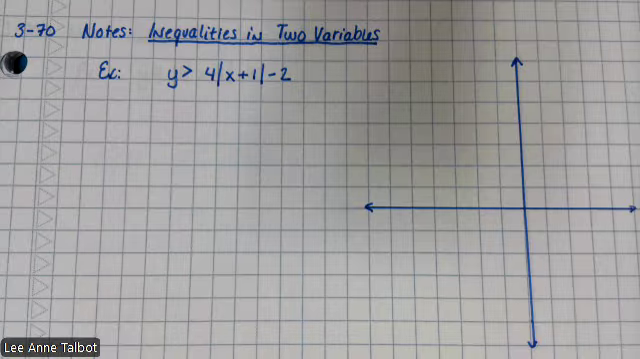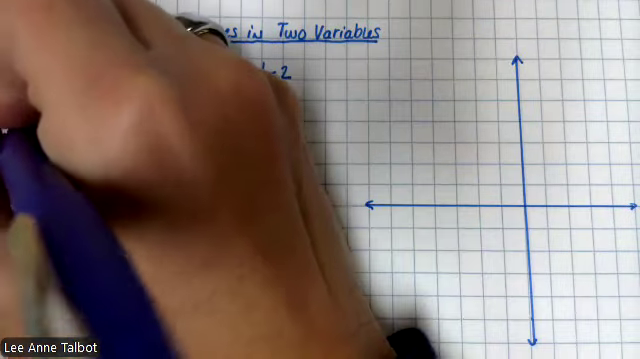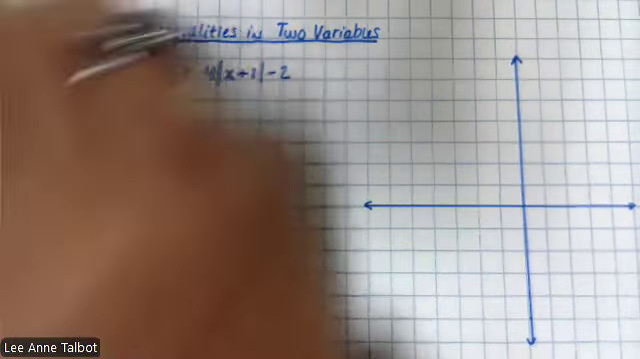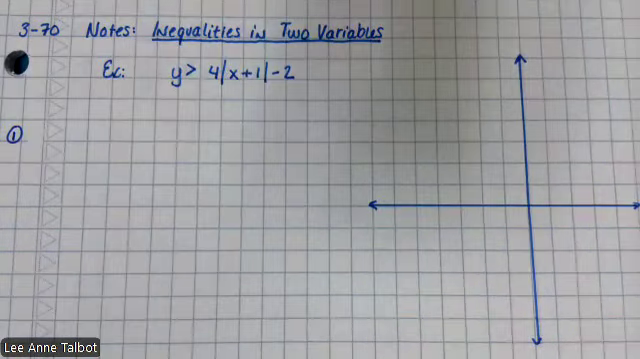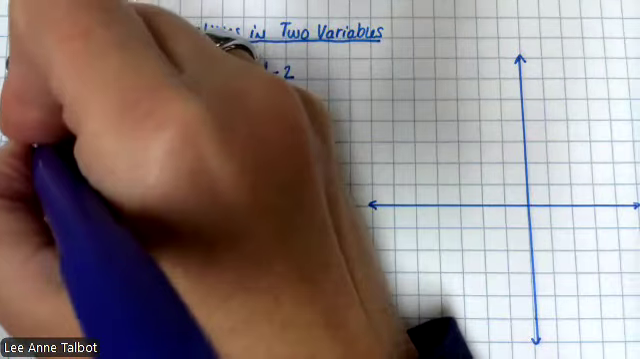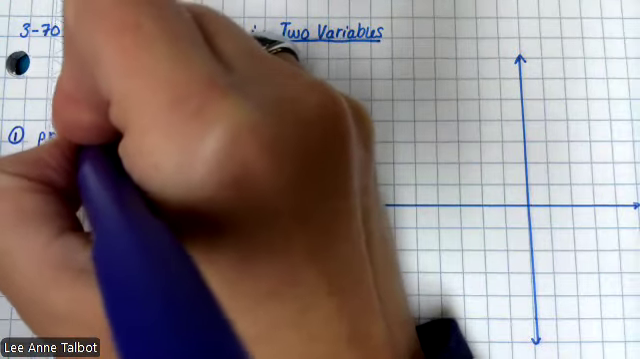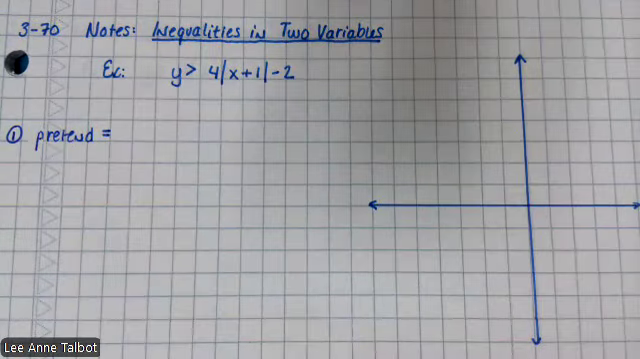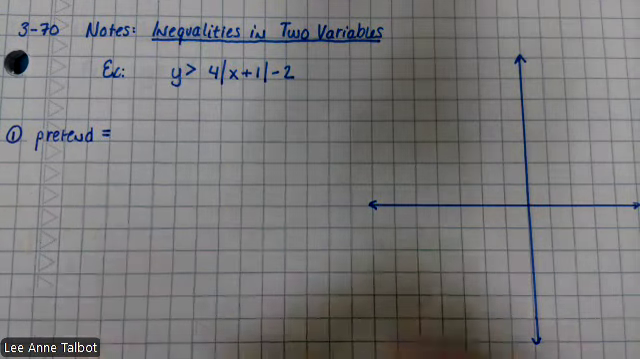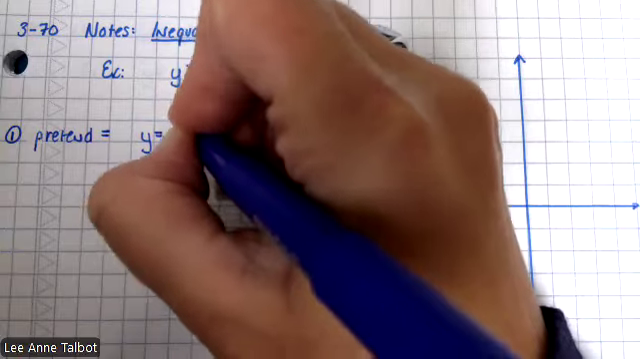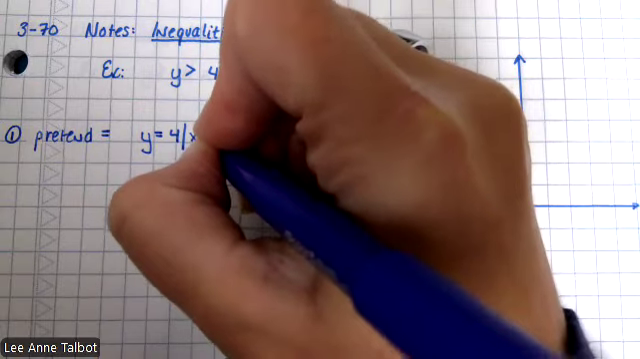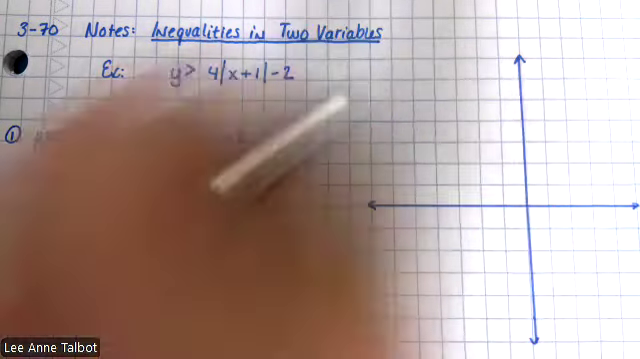So they're a lot less work, which is great because I don't like work and neither do you. Okay, guess what step 1 is? Yeah. Denial. Long river in Egypt. Step 1, pretend you have equals. Great. I can pretend y equals 4 times the absolute value of x plus 1 minus 2.